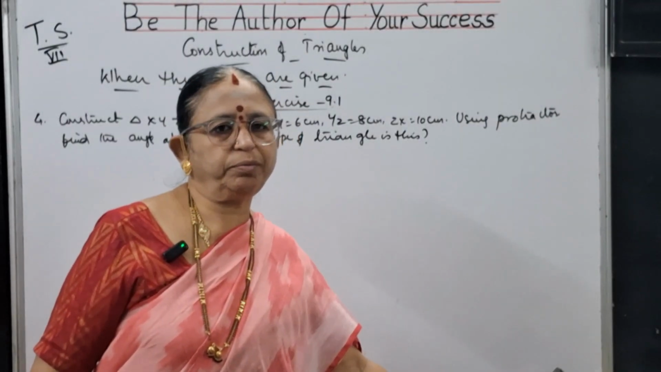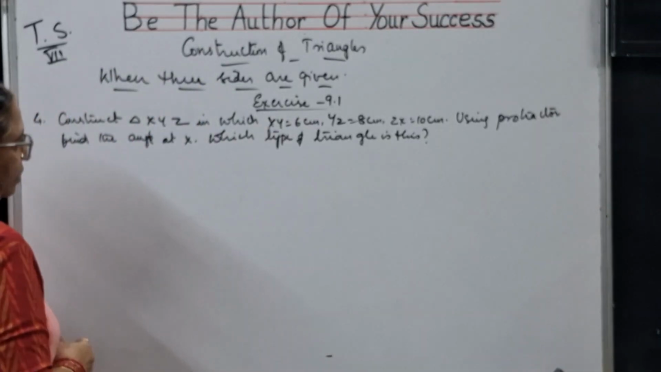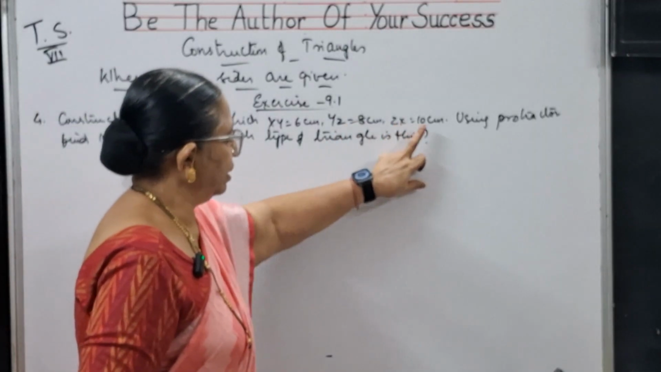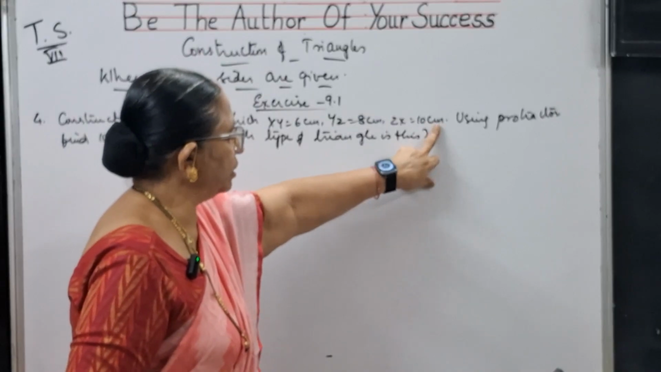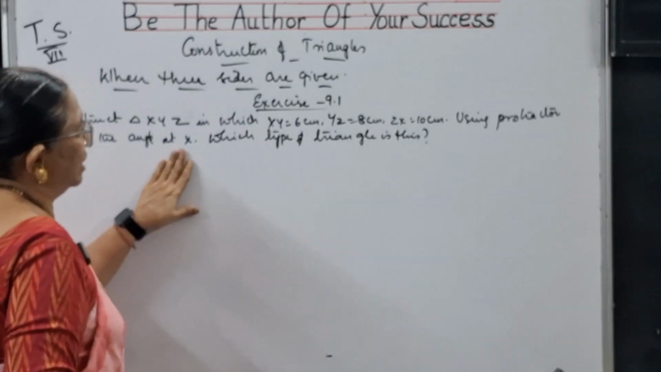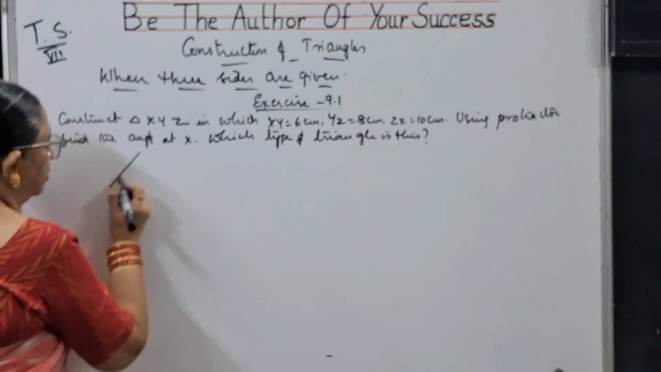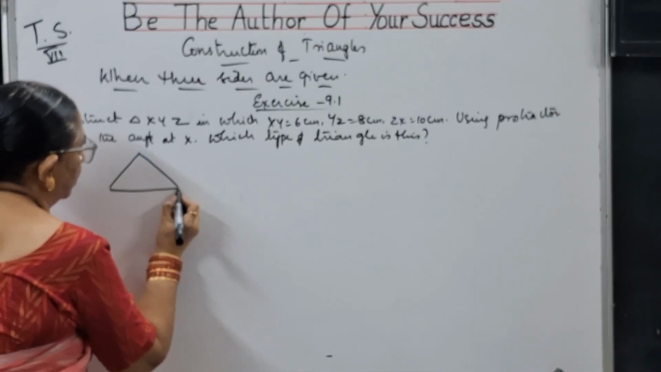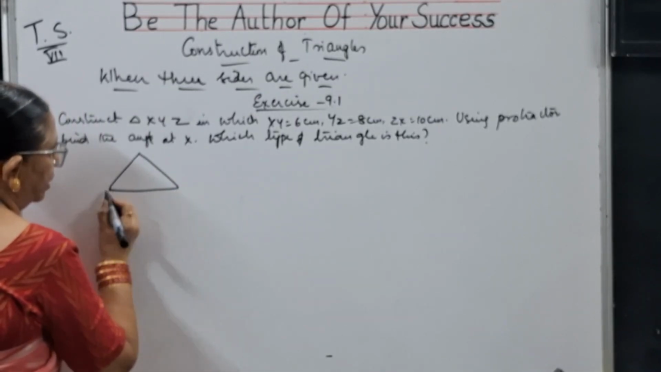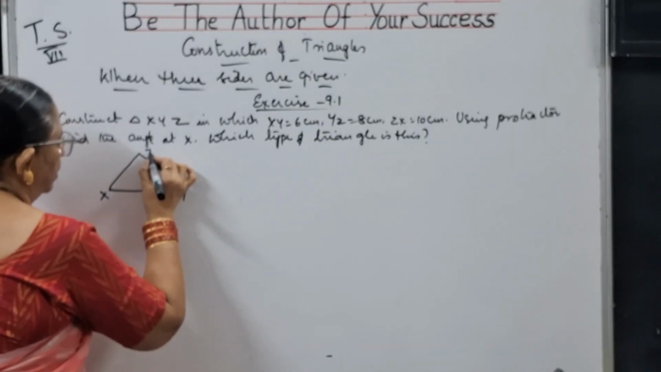Now, children, the next problem, that is fourth problem. Construct triangle XYZ in which XY is 6 centimeters, YZ is 8 centimeters, ZX is 10 centimeters. And after this, what are they asking? Using the protractor, find the angle at X. Which type of triangle is this? So, first we draw the rough diagram. And after drawing the rough diagram, children, they are asking to measure angle X. So, measurement of base angles is easy, convenient for us to measure. So, I am writing X here, Y here, and Z here.